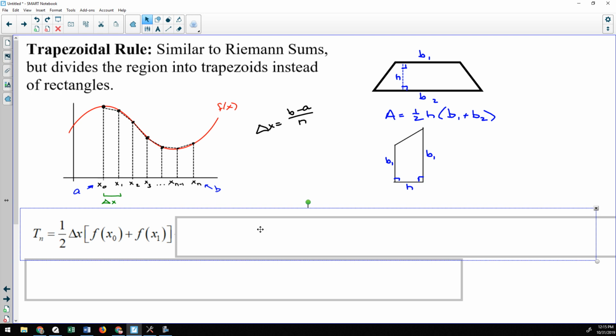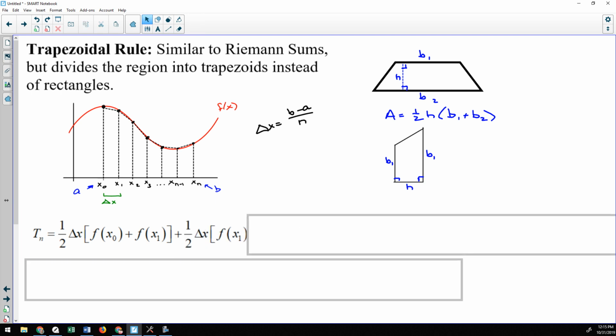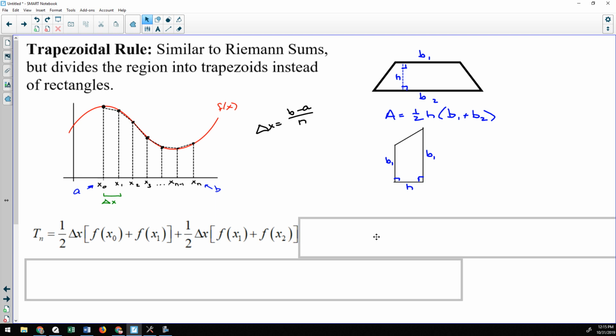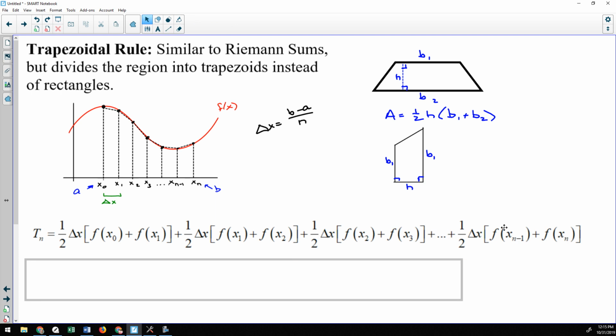My next trapezoid, if I move over, is going to be half the height times the sum of the bases, and the bases are f of x1 and f of x2, and we could carry that all the way across until we get to the very last. We're going to pretend we cannot count these subdivisions, so we're ending with some unknown number of subdivisions, x sub n. So we could break it up and do a whole bunch of individual trapezoids.